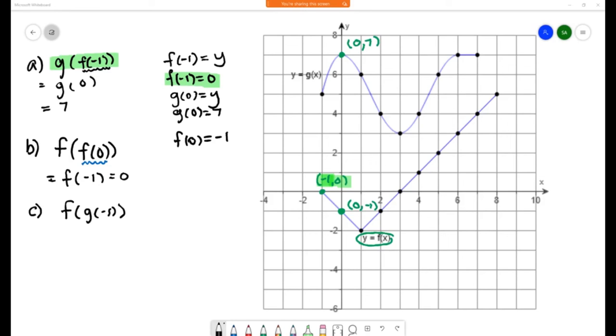On this next part, we want to find f of g of -1. So starting on the inside, we'll find g of -1. So I'm looking on the graph of g, and g of -1 would be here, and that is the ordered pair -1, 5.